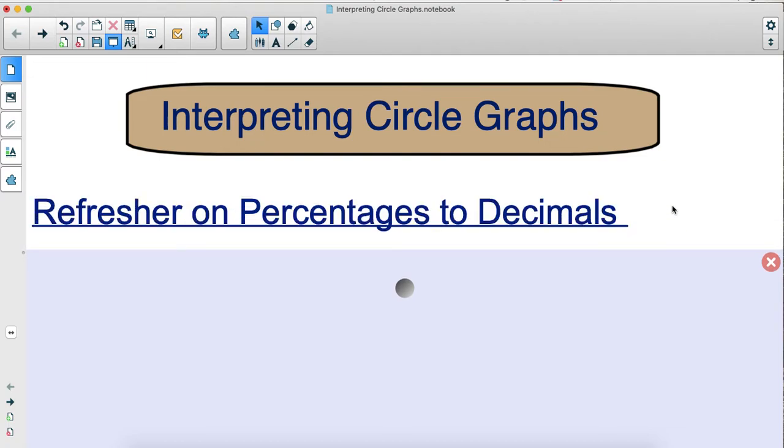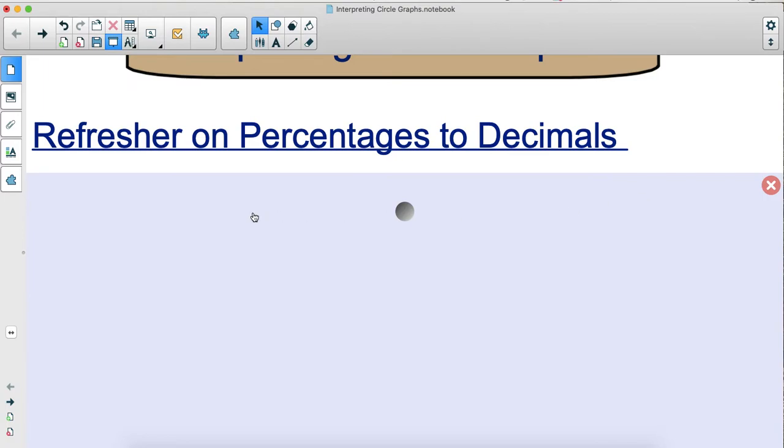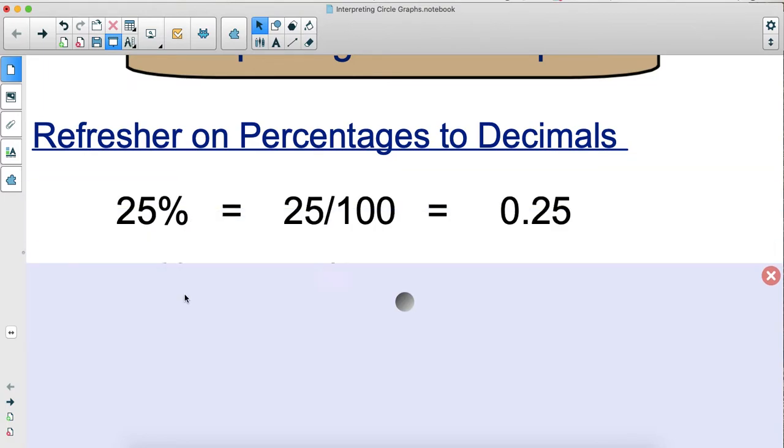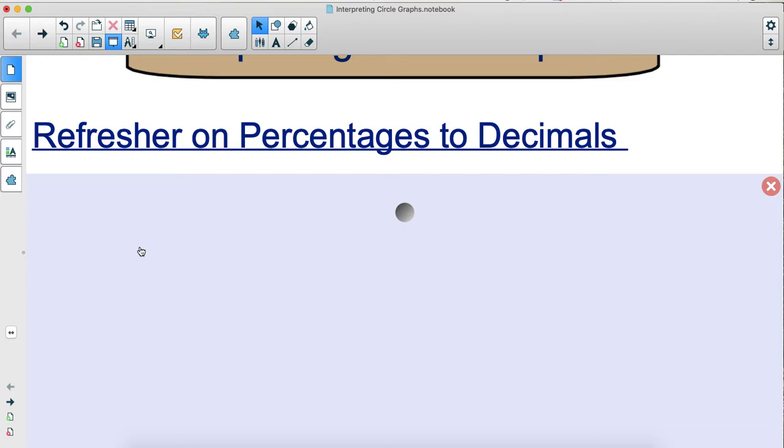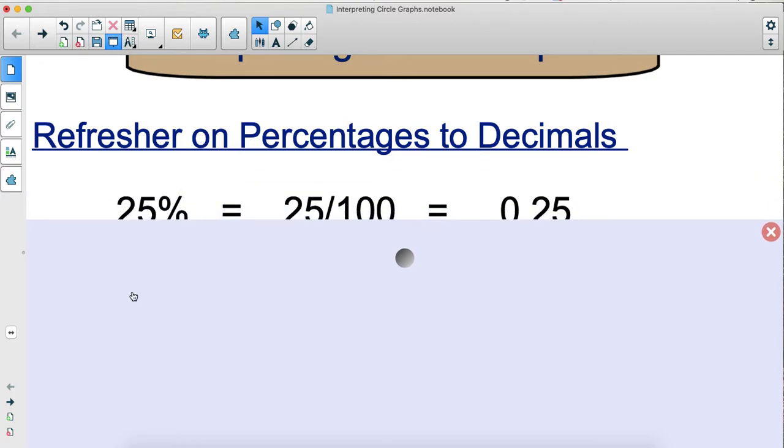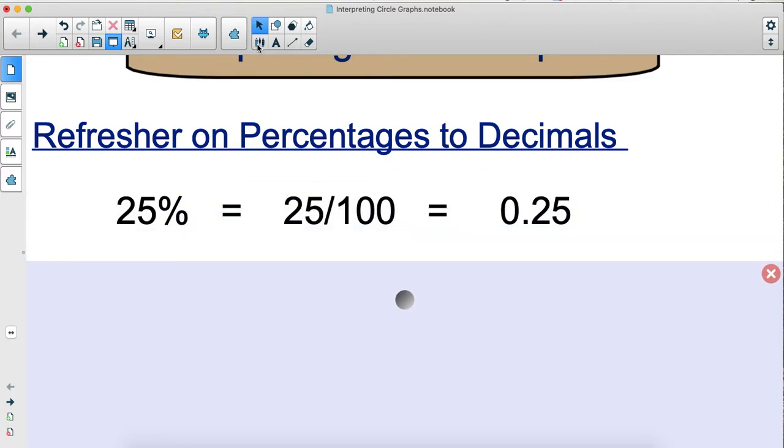First thing we're going to have to do is do a refresher on percentages to decimals, and we'll also look at fractions to decimals and percentages as well. So the first thing we're going to look at is how to convert. So we have 25% here, and we remember that percent means per hundred. Okay, so our 25% becomes 25 per 100, or 25 over 100. So we have a fraction, 25 hundredths.